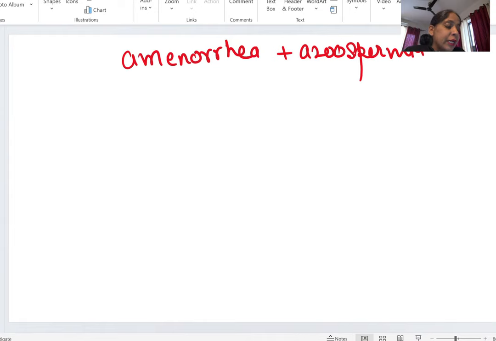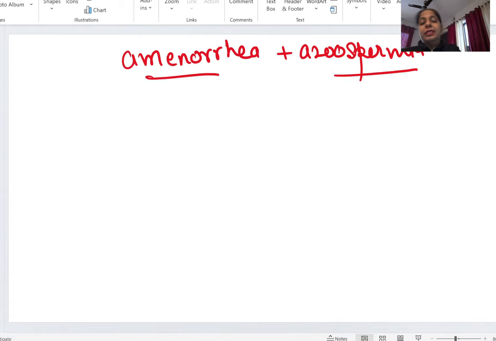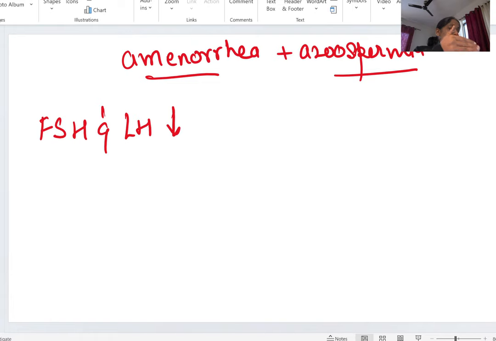But here the doctor has already given in the question that FSH and LH are high, so they are approaching with FSH and LH. So I want to tell you that in the condition of amenorrhea or azoospermia, if we investigate the case by doing FSH and LH, and FSH and LH are decreased, it means that the hypothalamo-pituitary ovarian axis has not started. So when the hypothalamus is not stimulating the pituitary, the pituitary will not stimulate the gonads, the gonads will not produce estrogen, so there will be amenorrhea. Similarly for the hypothalamus-pituitary-testicular axis: if the hypothalamus and pituitary are not producing FSH and LH, then the testes will not produce testosterone and there will be no spermatogenesis, right?